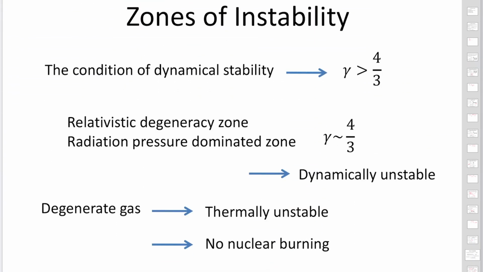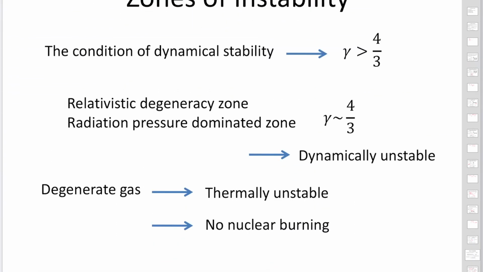Well, I have explained the condition for dynamical instabilities. Gamma is the adiabatic exponent. In the relativistic degenerate zone and the radiation pressure dominated zone, gamma is exactly 4/3. So they cannot satisfy the stability condition. So these zones are dynamically unstable. And also in the degenerate gas, as I explained, nuclear burning is thermally unstable. So we don't expect nuclear burning in the degenerate gas.